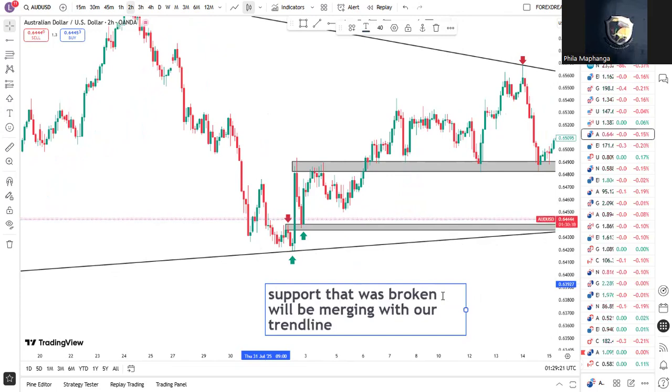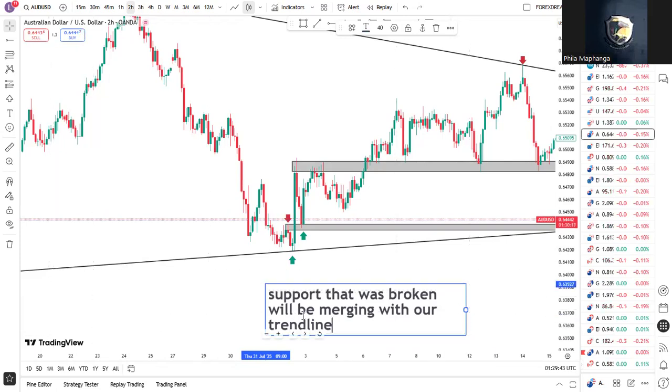It means traders who are trading support and resistance will step in and do what? They will step in and buy. So that means we have a higher chance that the market will change direction once it reaches the support.